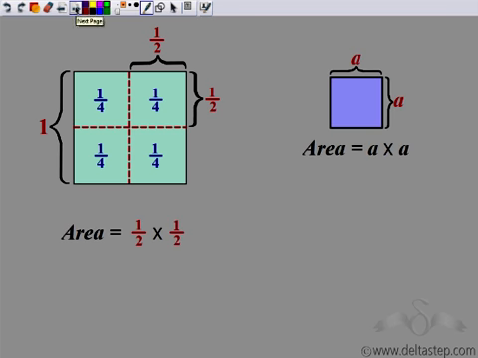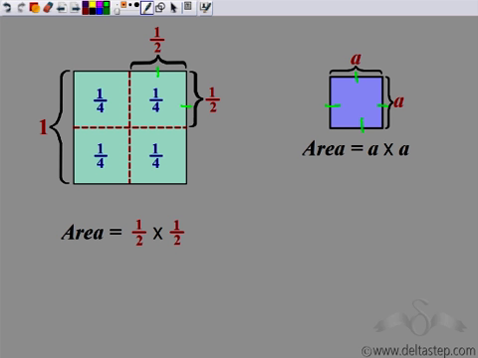Now, I know the area of a square piece is A times A. If you have a square which has the same side, all sides are the same, then I can say that area would be A times A. Now, again, in this piece, I have a square which has sides half and half. So area would be half times half.